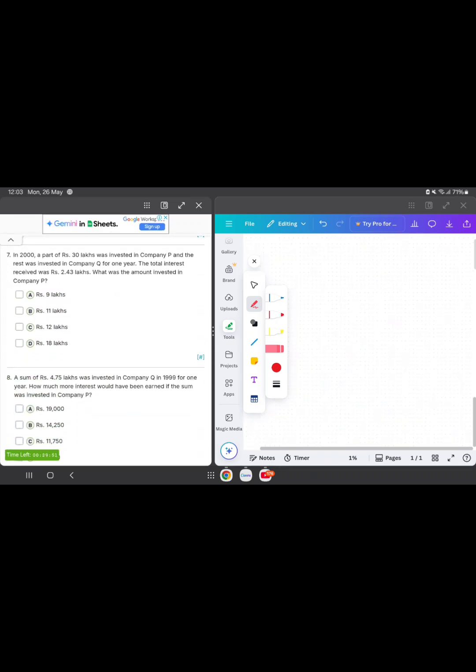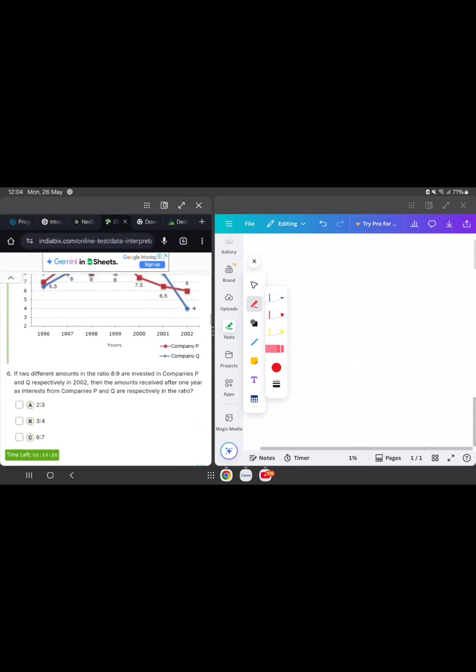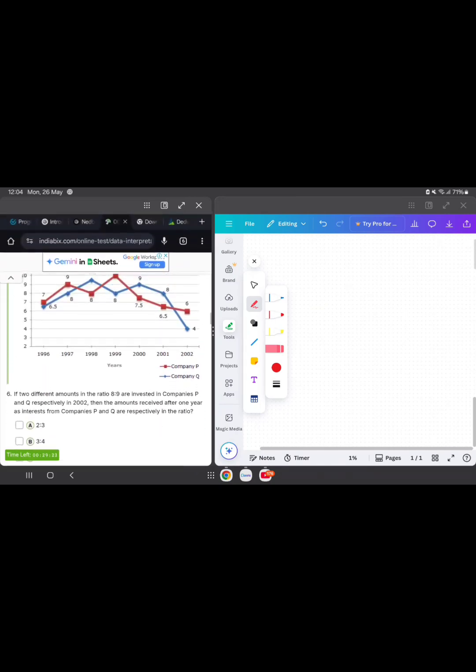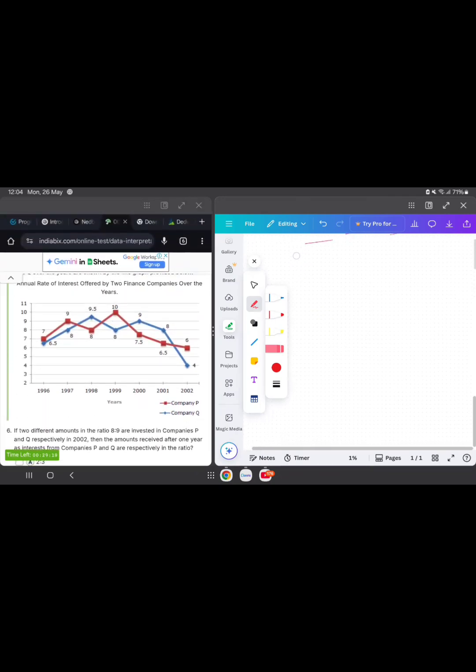Okay, question 7 says, in 2002, a part of 30 lakhs was invested in company P and the rest was invested in company Q for 1 year. So both P plus Q is 30 lakhs. The total interest received was 2.43 lakhs. What was the amount invested in company P? Okay, so we know that in 2002 for P the interest rate was 7.5%, and for Q it was 9%.